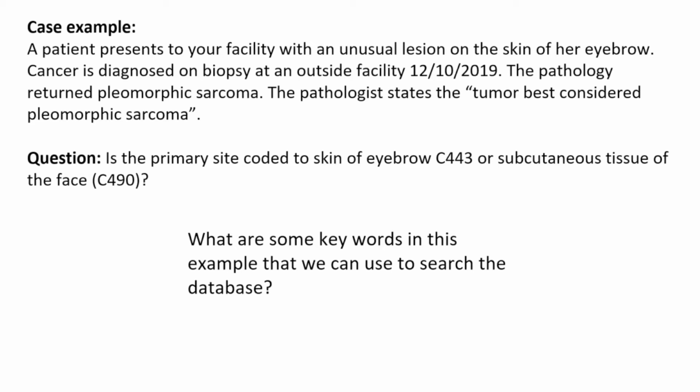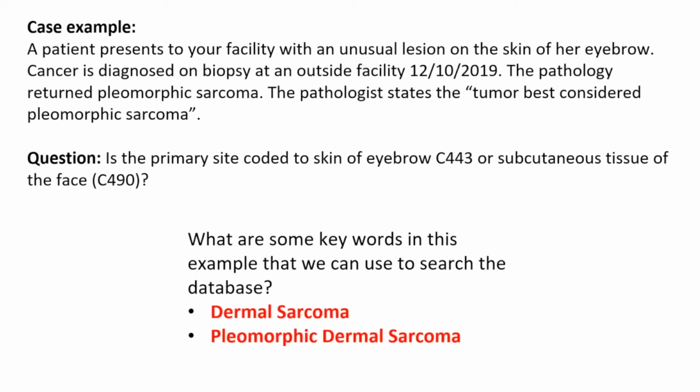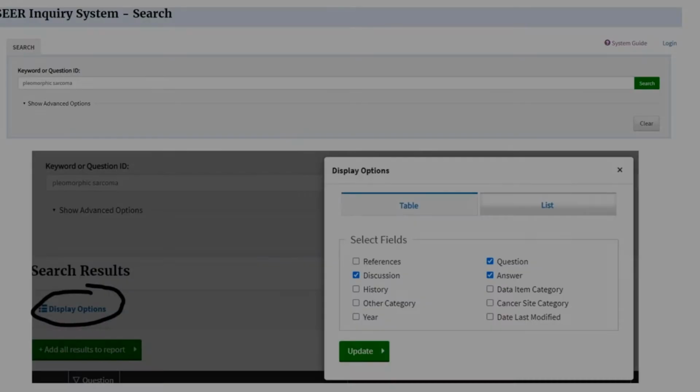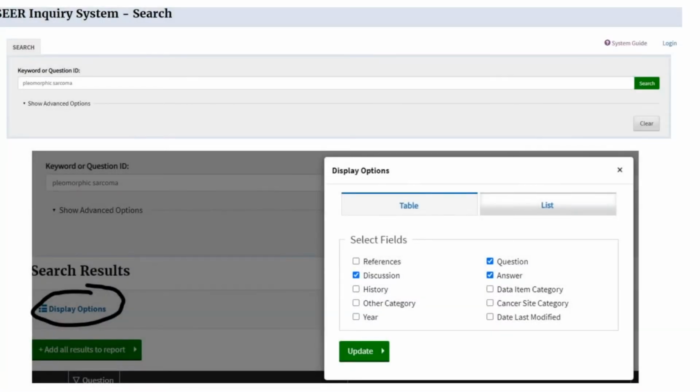What are some keywords in the example that we can use to search the database? Dermal sarcoma, pleomorphic dermal sarcoma, or pleomorphic sarcoma. So let's try pleomorphic sarcoma to start.